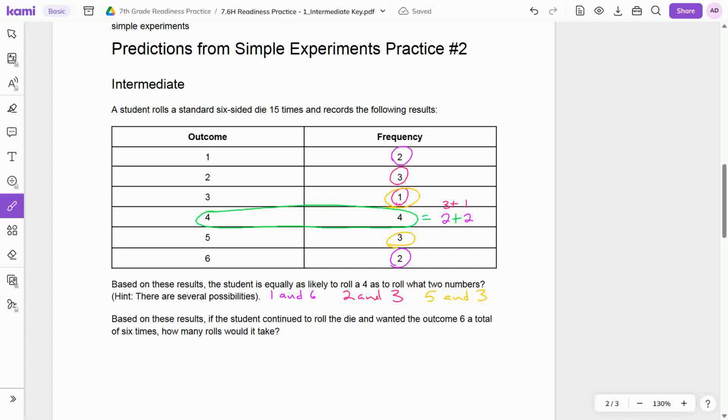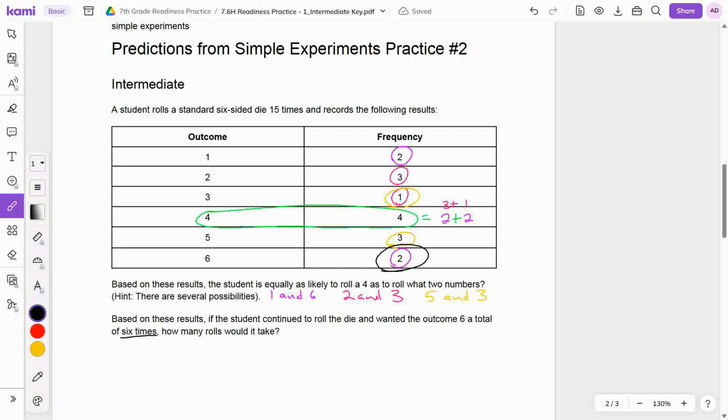Now, based on these results, if the student continued to roll the die, I wanted the outcome 6 a total of 6 times. So my outcome right now of 6 is 2 times. I want to get that up to 6 times. Okay, so how many more times would I need to do that?